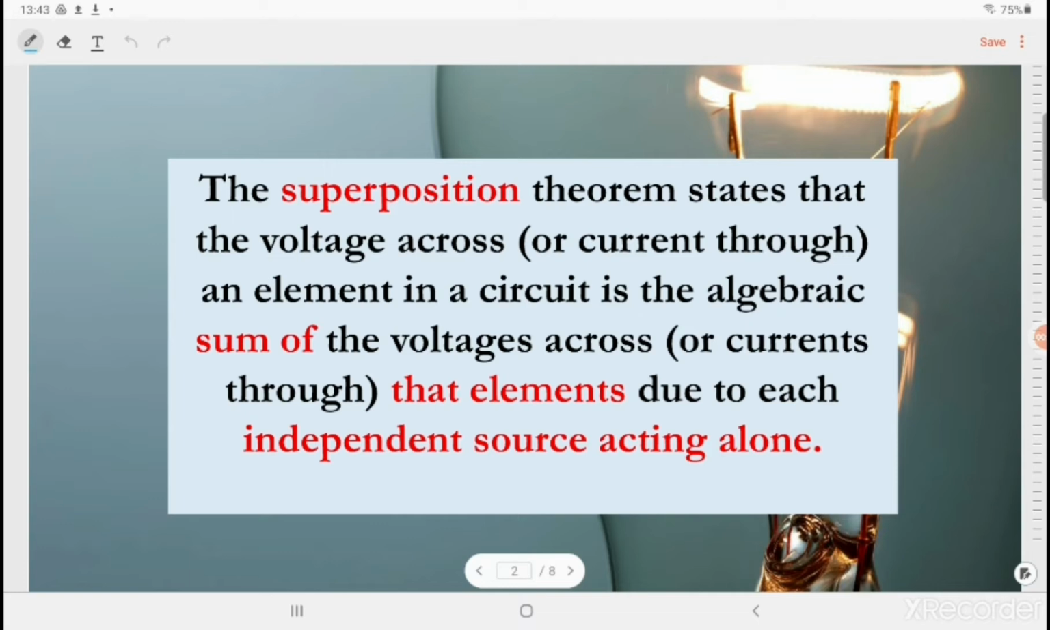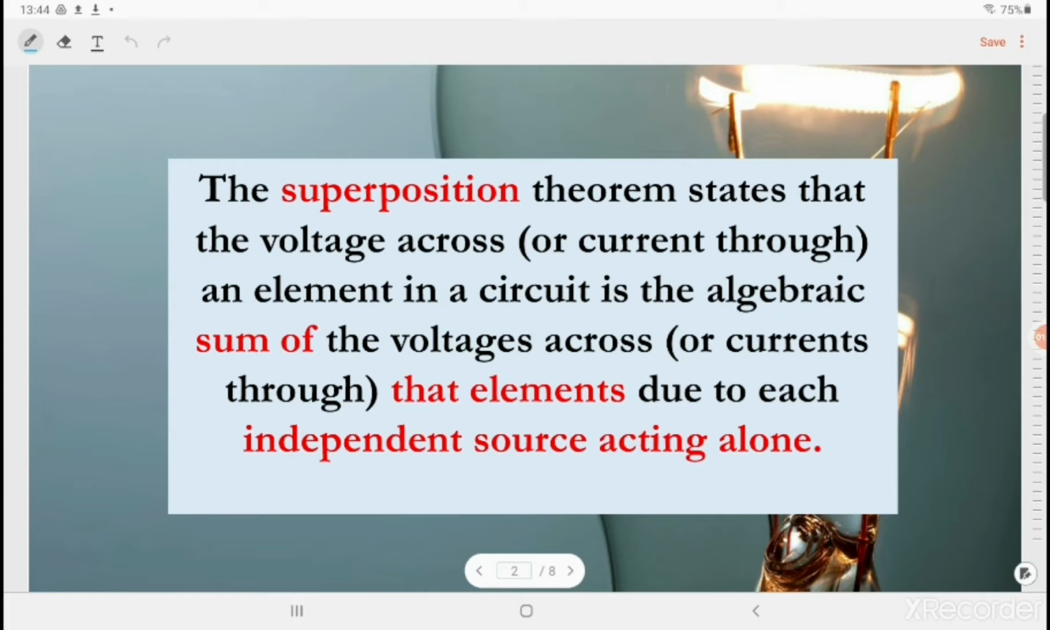Actually, superposition is another technique that you can use instead of using mesh or nodal analysis. So you also can use the superposition theorem in order to find the voltage or the current value for the circuit. Superposition can be applied to a circuit that has more than one source. That's why we call it superposition, by assuming at one time only one source is active.